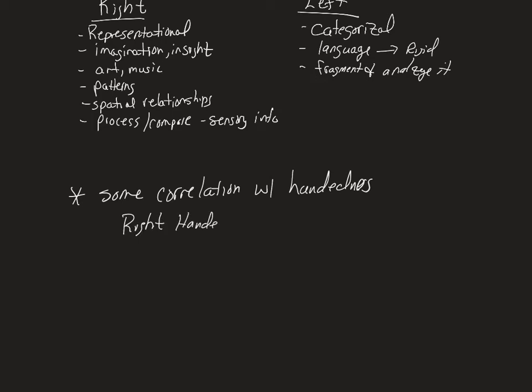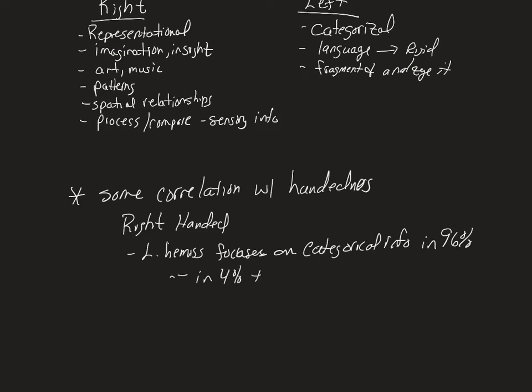Right-handed people. Okay. In right-handed people, the left hemisphere focuses on categorical info in 96% of those right-handed people. Okay. But in 4%, the right hemisphere is more categorical. I hope that makes more sense than what I was trying to garble out a minute ago.